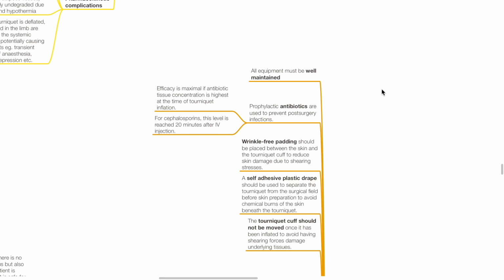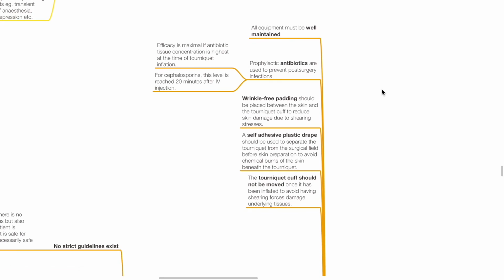Wrinkle-free padding should be placed between the skin and the tourniquet cuff to reduce skin damage due to shearing stresses. A self-adhesive plastic drape should be used to separate the tourniquet from the surgical field before skin preparation to avoid chemical burns of the skin beneath the tourniquet. A tourniquet cuff should not be moved once it has been inflated to avoid having shearing forces damage underlying tissues.